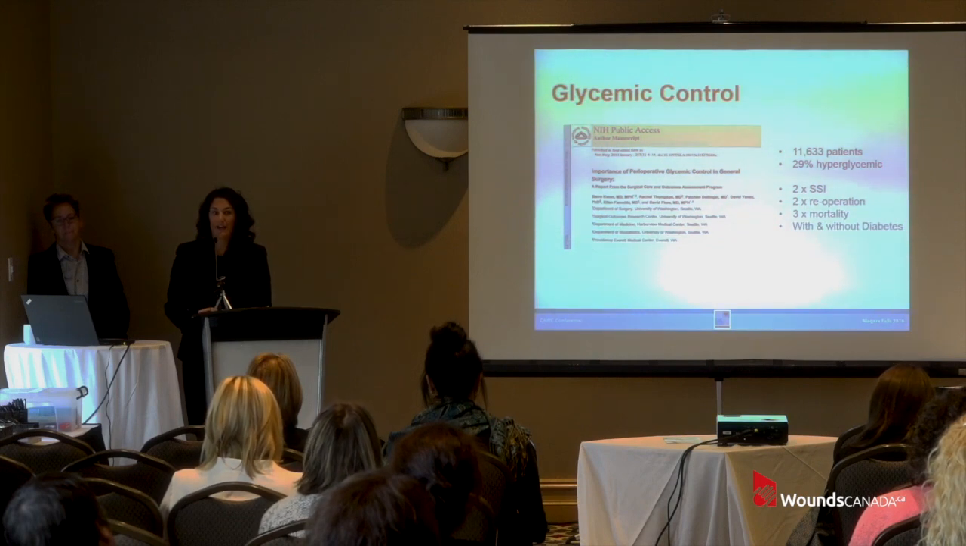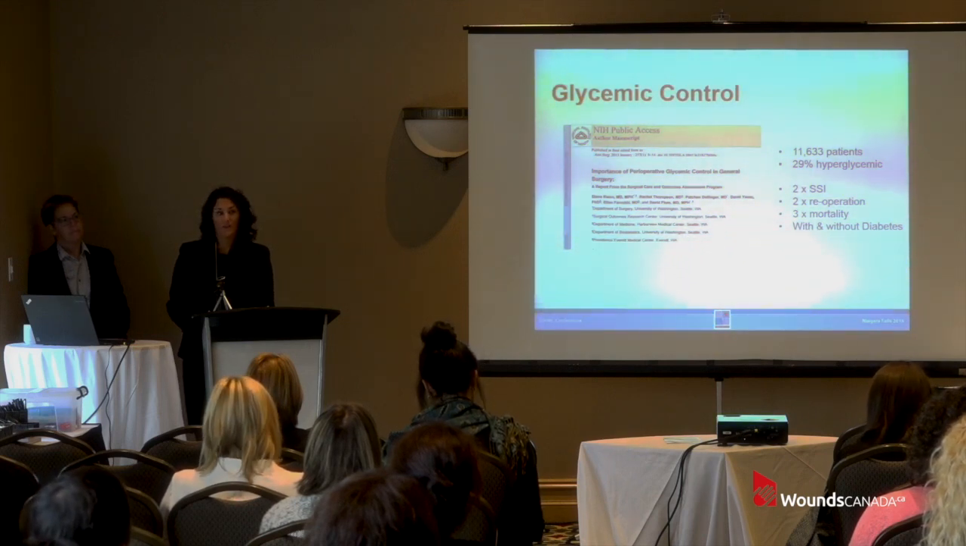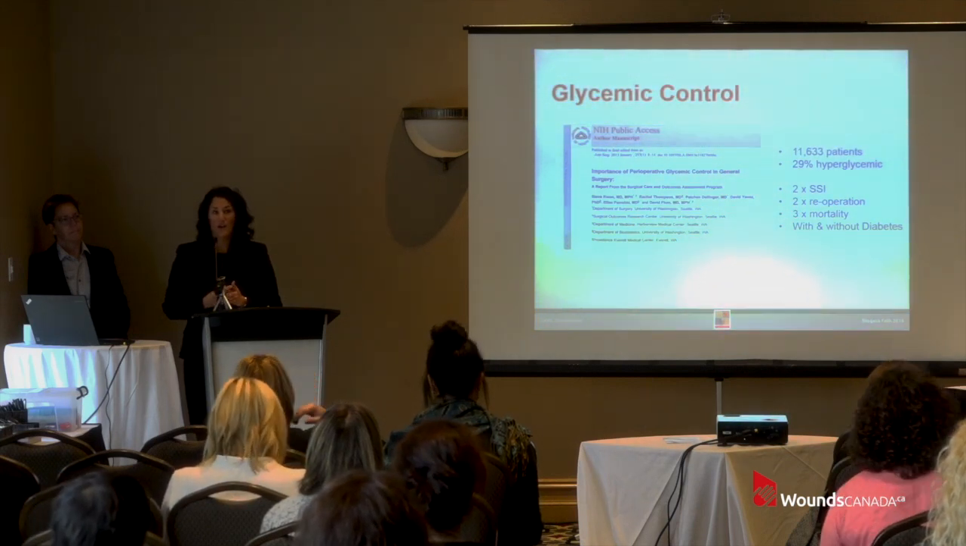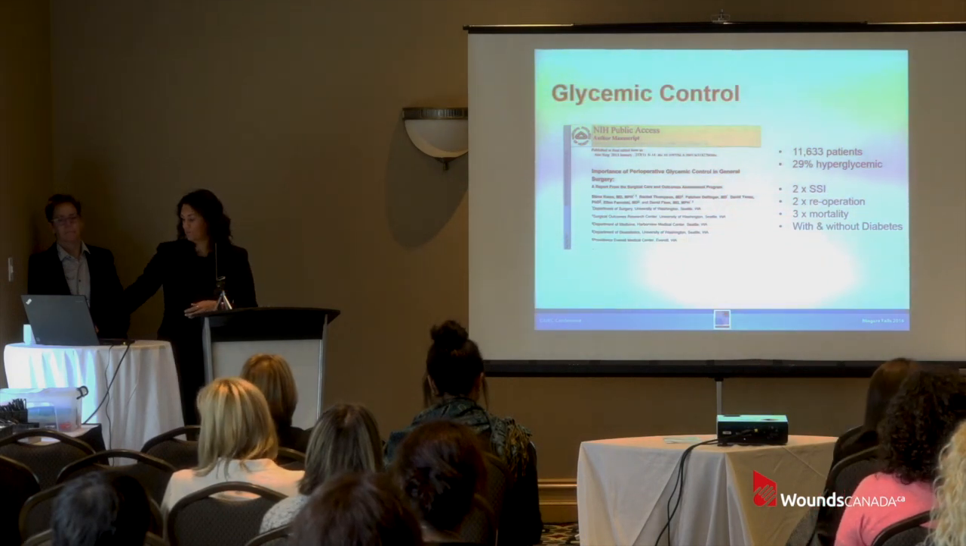3 times more likely to die. You were 3 times more likely to die if you had high blood sugars. And this doesn't matter if you had diabetes or you didn't. And that's, I think, really critical. So now going back to your own facilities, start asking about glycemic control. How tightly are their sugars regulated, especially if they're really sick?